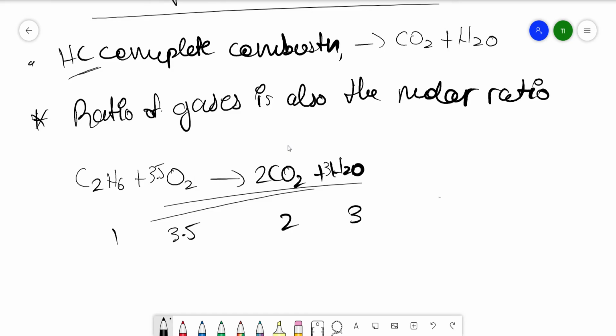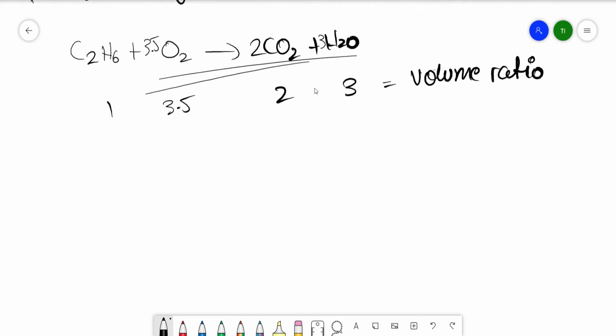Now what Avogadro's hypothesis states is that this molar ratio is equal to the volume ratio you would get if you were to perform calculations regarding the volume ratio. Okay. Now you may be wondering, why is this important? How exactly do we use this? Well, it's useful for finding out the identity of unknown hydrocarbons.